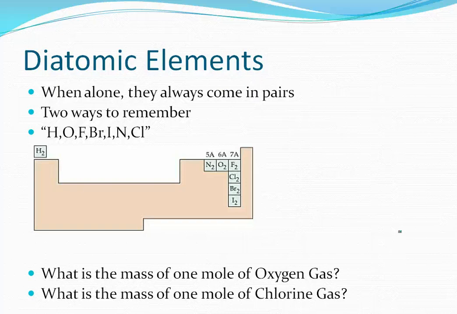Okay, there are some specific elements called diatomic elements. What diatomic elements mean is they always come in pairs. Di meaning 2, atomic meaning atom, so 2 atoms.